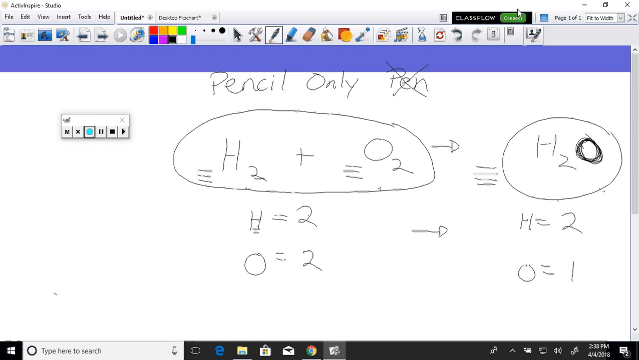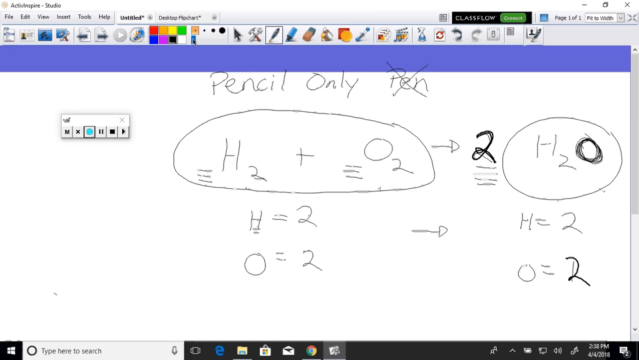So what I'm going to have to do is make the right side equal to the left side. So what can I do? Well, I'm going to put a 2 right here. The reason I put a 2 right there is so that the number of oxygens will be 2, because 2 times this 1 oxygen is now 2 oxygens.